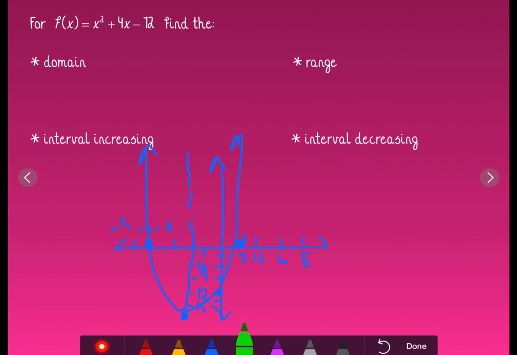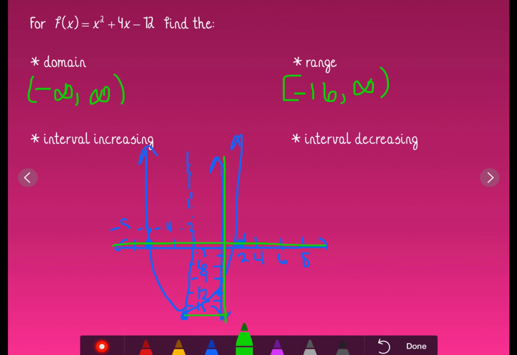We were asked to also find the domain. Remember, if I go on my number line, domain is all the possible x values. Every x value is being used, so it's negative infinity to infinity. The range is my y values. Again, if I look at the number line from negative infinity to positive infinity, I notice that the smallest value that my parabola is going to use is negative 16. And it goes all the way up to infinity.